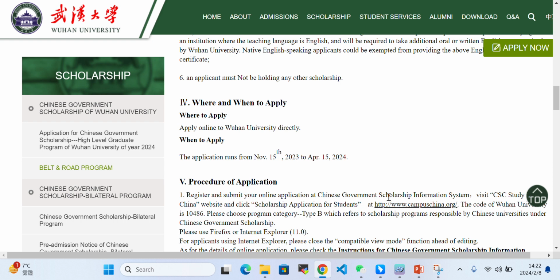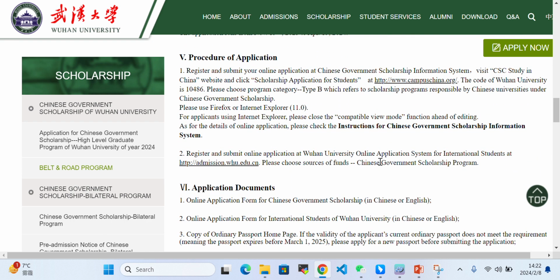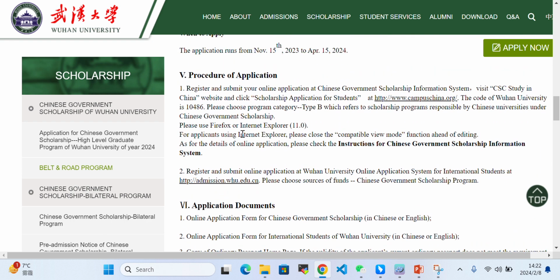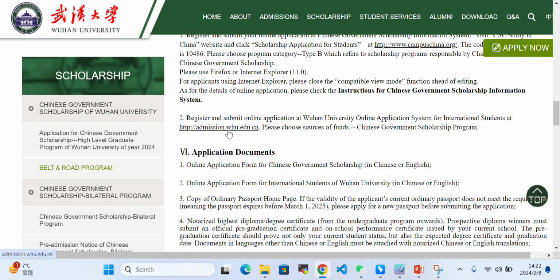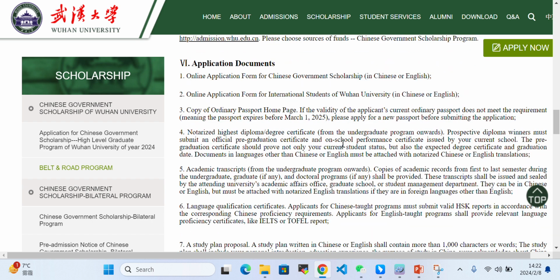Where and when to apply? Apply online to Wuhan University. Application runs from November 15th to April 15th. What is the procedure to apply? Register and submit your application at Chinese government scholarship. Click on here and submit your application on category B, and then you need to submit your application at the Wuhan University application portal.